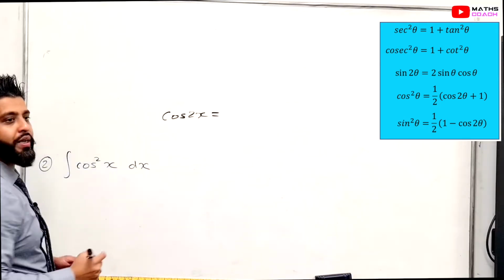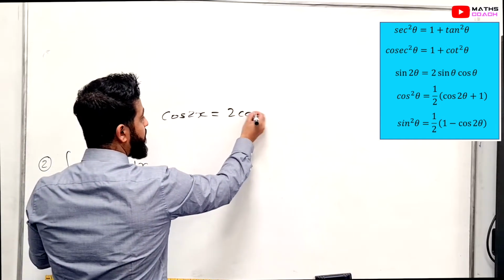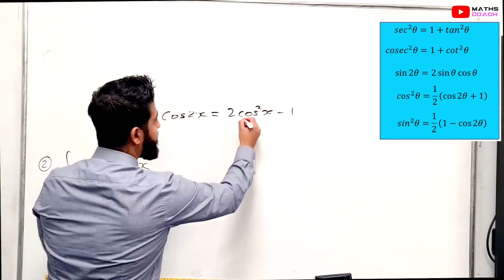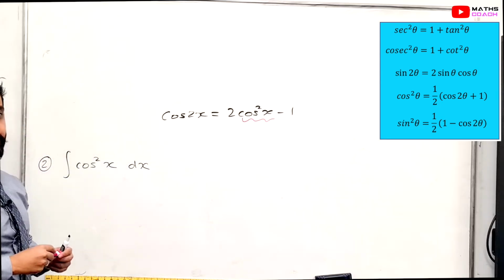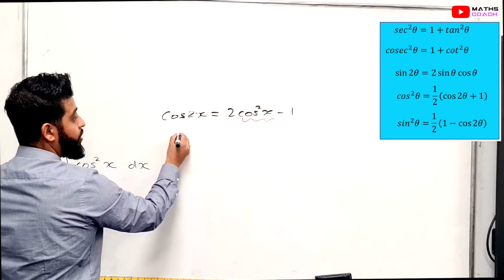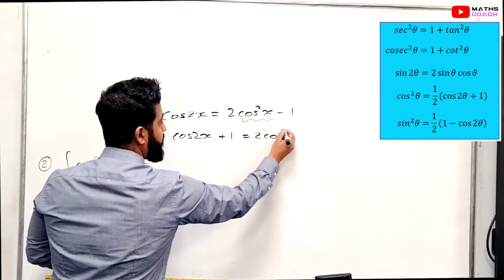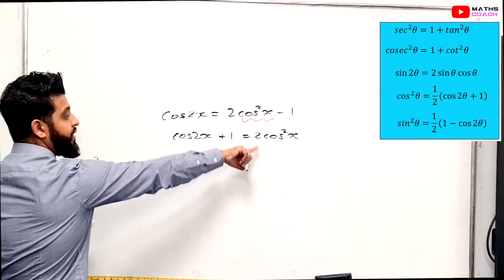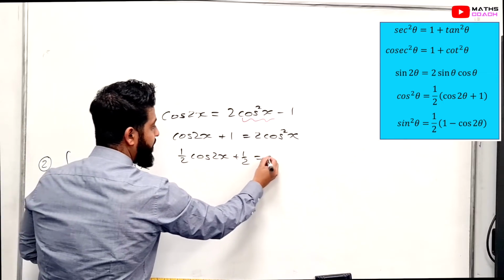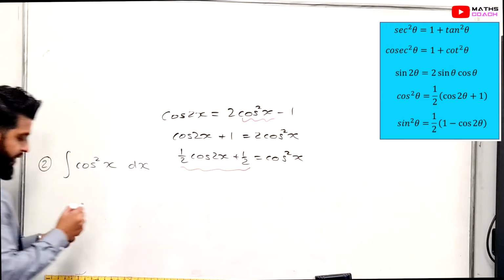So what does cos 2x equal? That uses this: 2 cos squared x minus 1. We can now rearrange this to make cos squared x the subject. We take the minus 1 to this side, so cos 2x plus 1 is equal to 2 cos squared x. Then we divide by 2, so you get half cos 2x plus a half is equal to cos squared x. And this is what we can integrate.